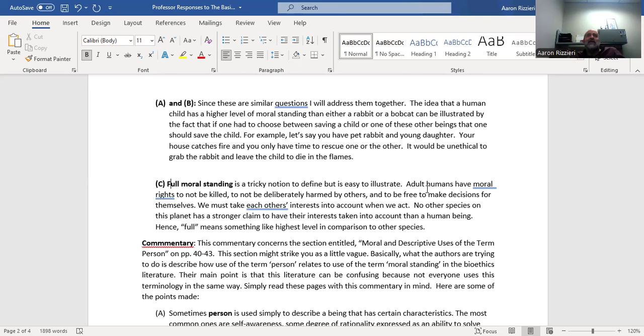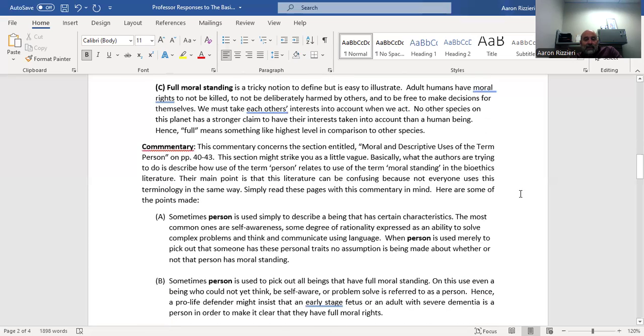So if I see a deer starving in the woods, I don't owe it to that deer to feed the deer. But if I see a child starving in the street, I do owe it to the child to at least get it to a shelter or call someone or do something to intervene. So that's the idea behind moral standing. Full moral standing comes in degrees.